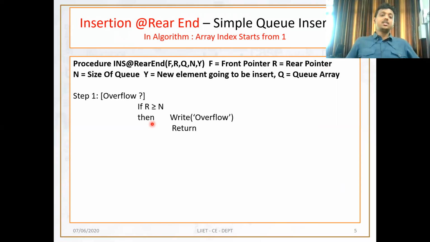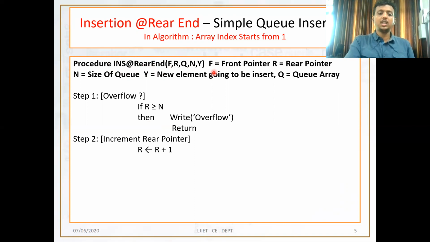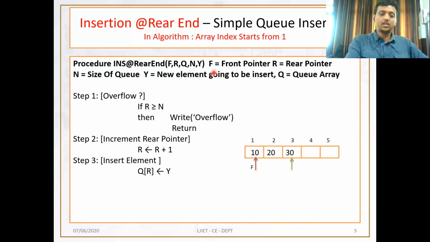Again, I am saying that return is only a statement; we are not returning anything. That's why in algorithm it's a procedure, and the algorithm name is INS at rear end. See, my algorithm name is meaningful: insert at rear end, with parameters front, rear, queue, and y. I'm just taking 5 elements over here. The next step is increment of rear pointer, r ← r + 1. Then assign the new element to the queue. So y is the new element which I need to assign to the rear end of the queue: q of r is equal to y.